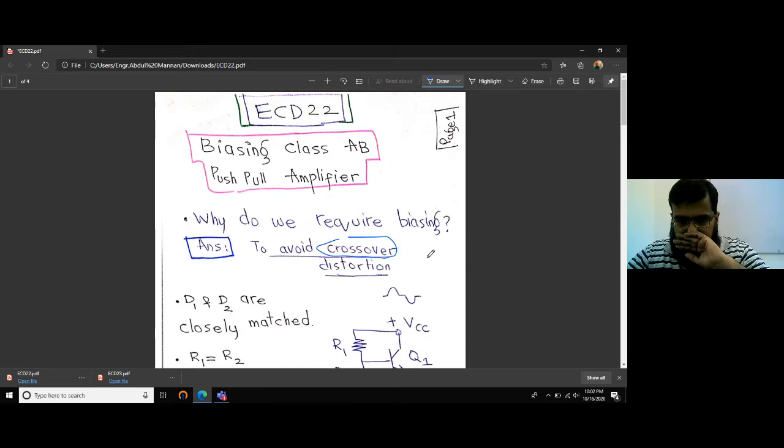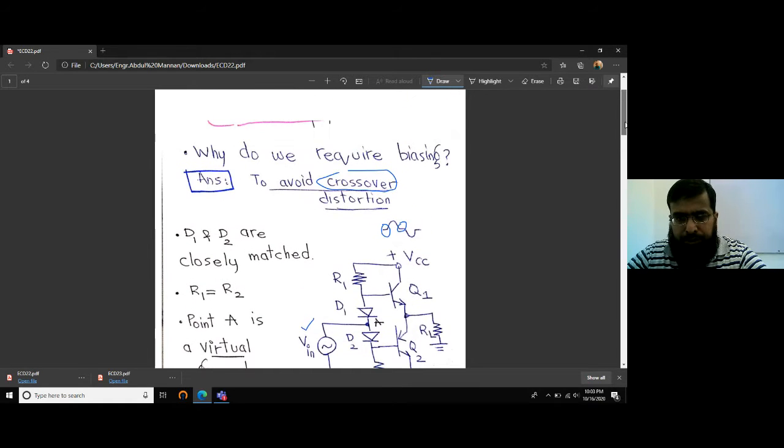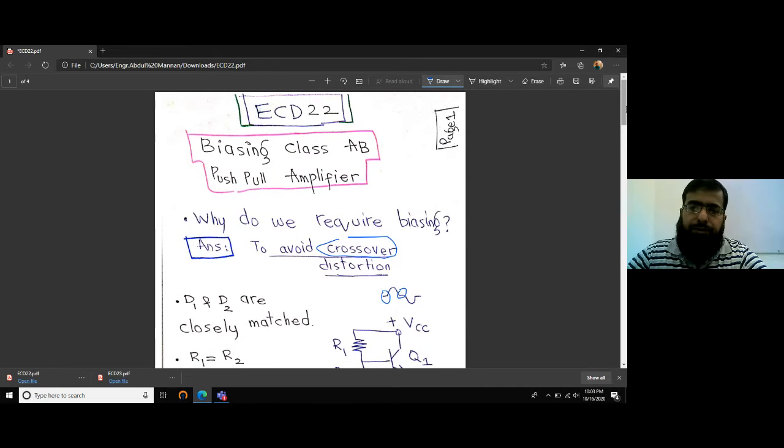because the output voltage is delayed, it doesn't start increasing unless the input voltage crosses 0.7 volt. Why is this? Because there was no separate biasing, and the same input AC signal is used for biasing. The input signal also serves the purpose of biasing. Actually, that is why we have this crossover distortion. We studied this crossover distortion and the reasons for it in our last lecture, ECD21.